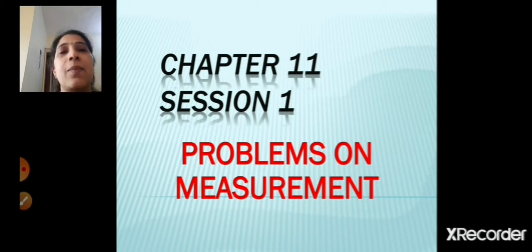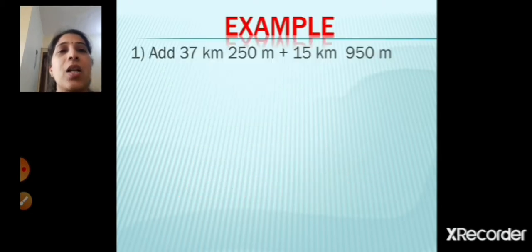It is similar to the way we did it in measuring time. Hours and minutes, how we had taken, same way in measurement we are going to take different quantities, right? So let's take an example. Your first example is add 37 kilometer 250 meter plus 15 kilometer 950 meter.